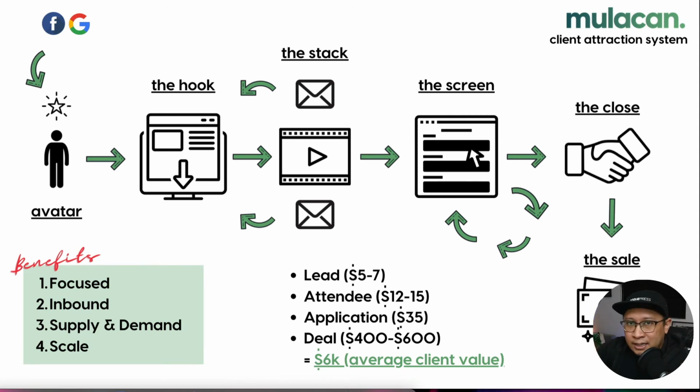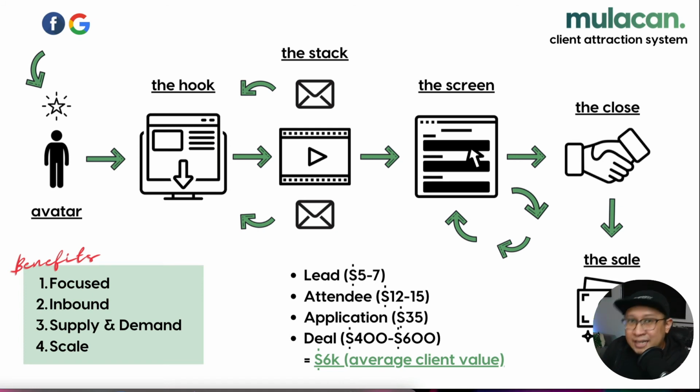So from the dollars and cents point of view, we talk about cost per lead. That will be another video explaining how we derive cost per lead. From the moment they become your avatar, a lead inside your hook, it costs you approximately $5 to $7. When they go to the stack, the value of the lead becomes about $12 to $15. Once they reach the screen and fill up the application, the cost per lead is $35. So it takes $35 to get 1 lead that reaches the screen. And then to close and sign a deal, you probably need about $400 to $600.